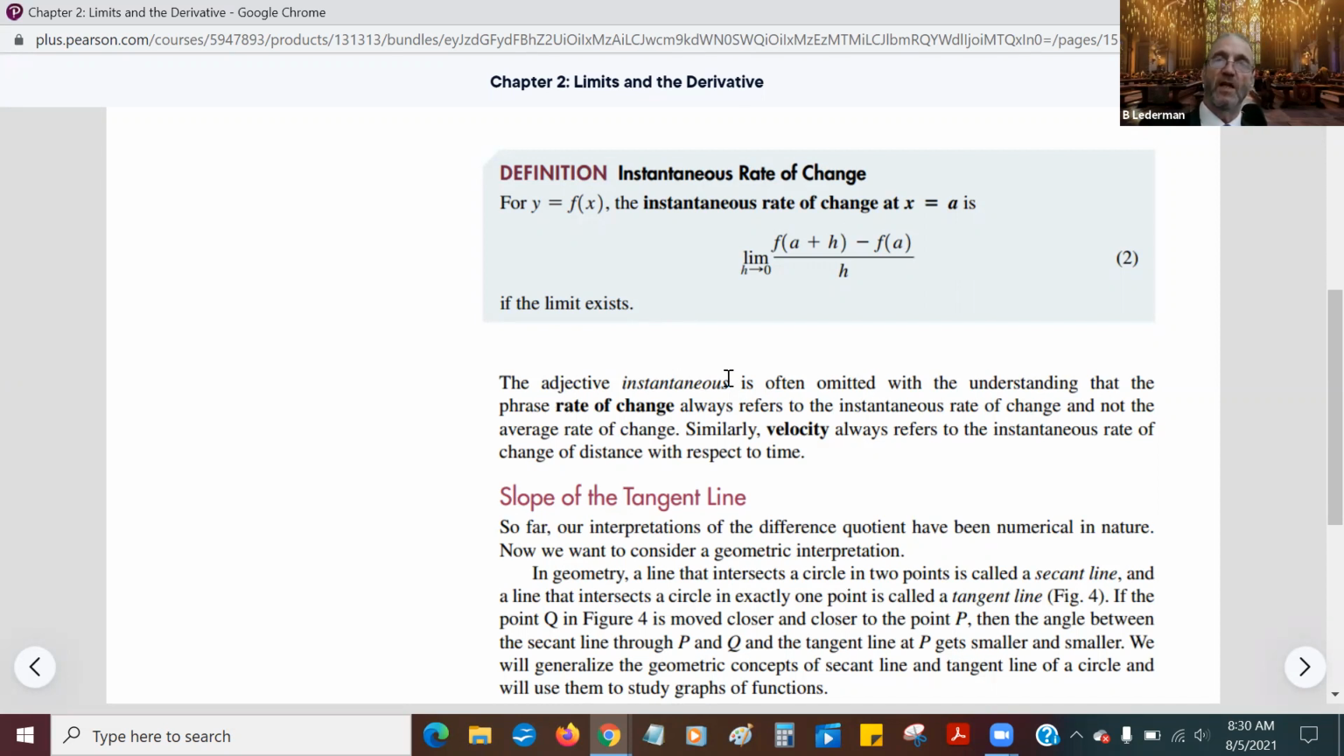Now, the adjective instantaneous is often omitted with the understanding that the phrase rate of change always refers to instantaneous rate of change and not the average rate of change. Similarly, velocity always refers to the instantaneous rate of change of distance with respect to time. So that's a good thing to know. Okay, now let's talk about slopes of tangents, because why would you want to have a tangent without a slope?